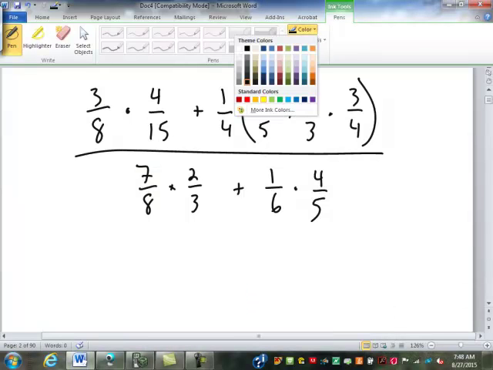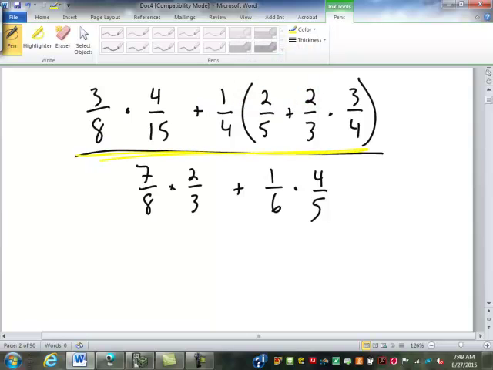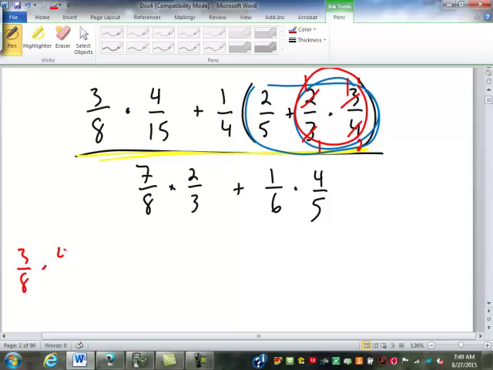Of course, we've got that fraction bar across there, which means we have to do the top first and then the bottom and so on. So let's take a look at the top first. What do we do first up there? Got the parentheses. Inside the parentheses, we've got the multiplication. 2 and the 4 cross cancel, give me 1 and 2. 3's cross cancel, give me 1 and 1. So that multiplies to make 1/2. So we've got 3/8 times 4/15 plus 1/4 times 2/5 plus 1/2.